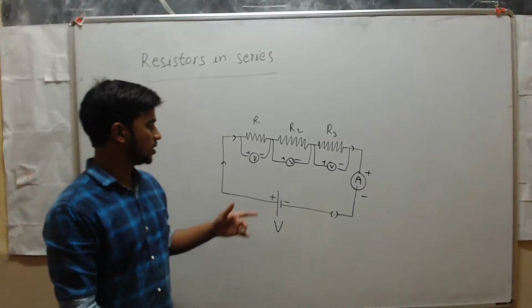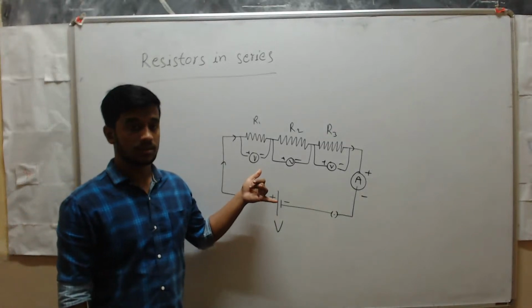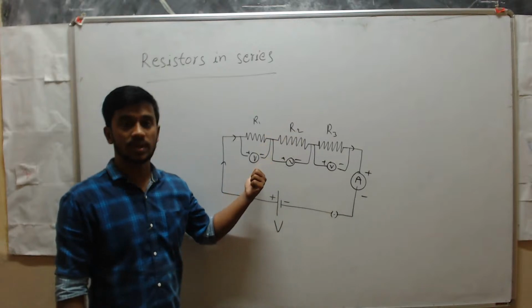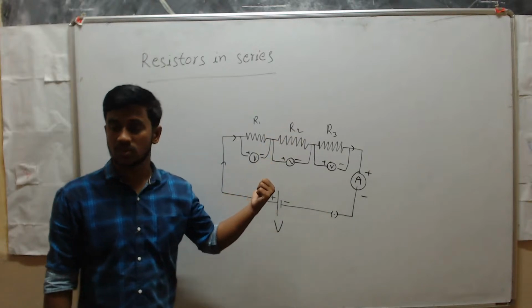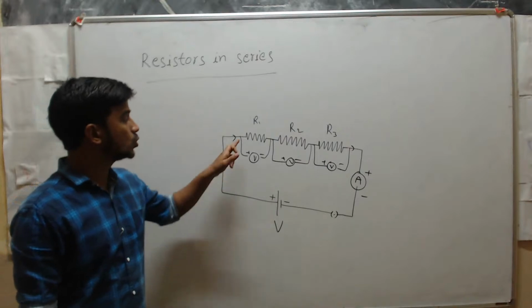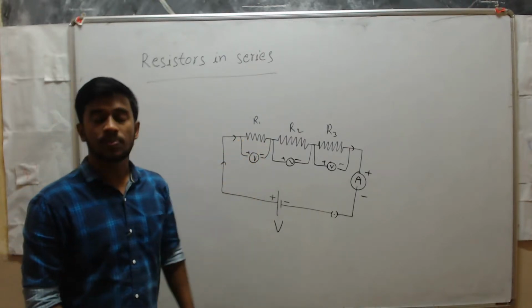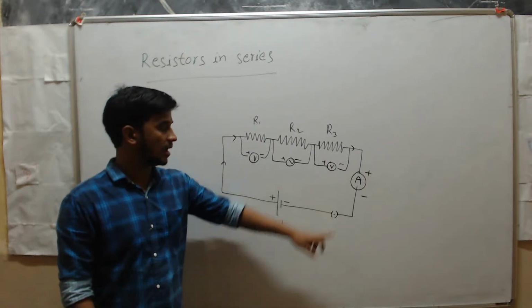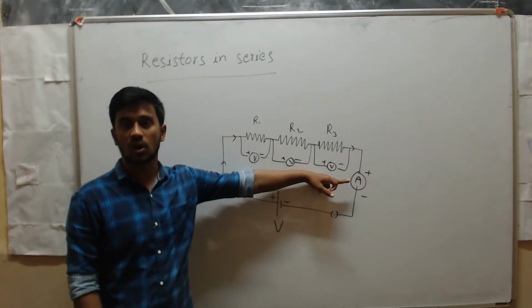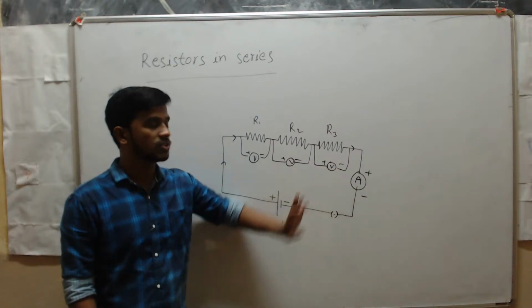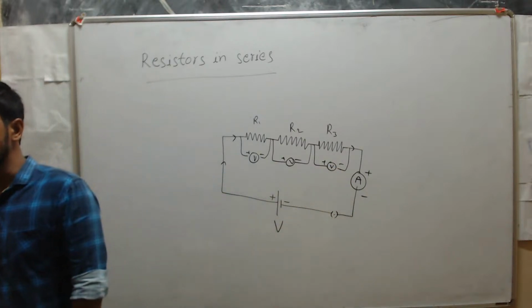So always we will connect the ammeter in series and we will connect the voltmeter in parallel. Why? Because here we should calculate the voltage between two points, so that's why we should connect the voltmeter in parallel. And current is the rate of flow of electrons, right? So that's why we should connect the ammeter in series.